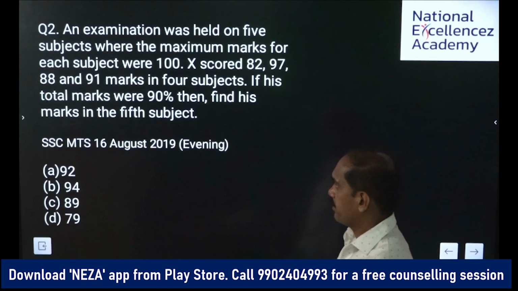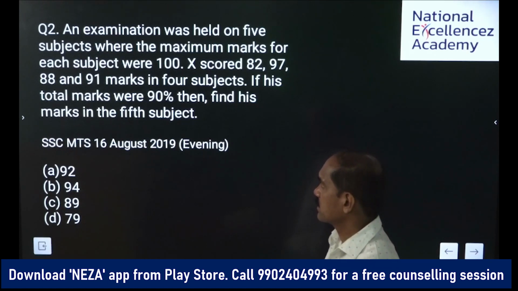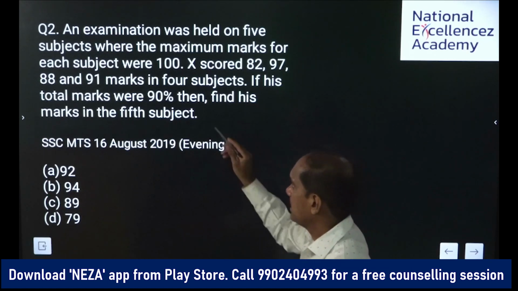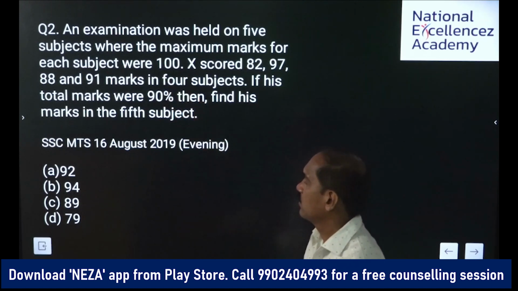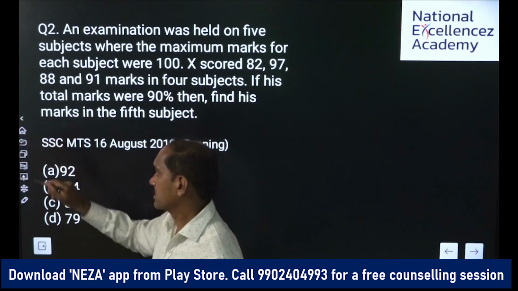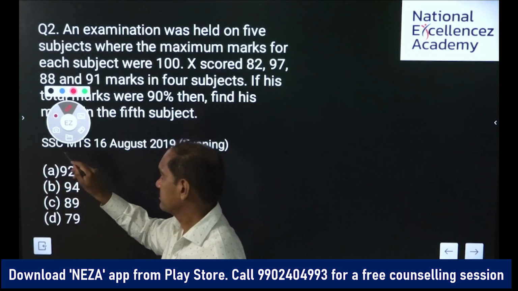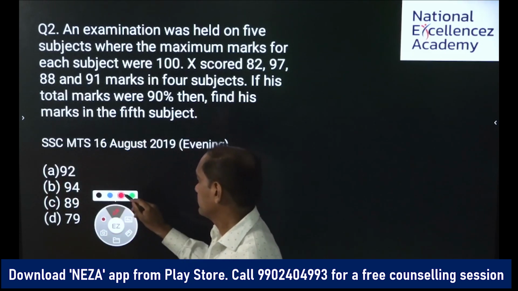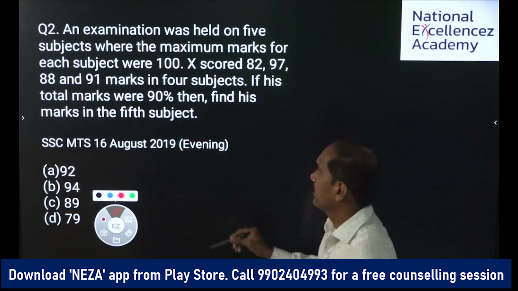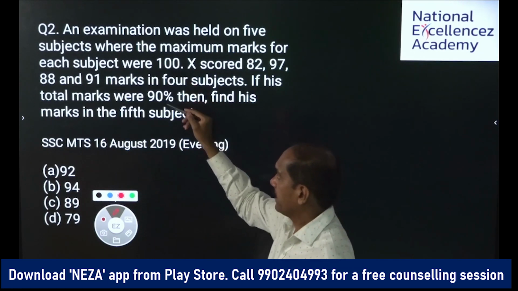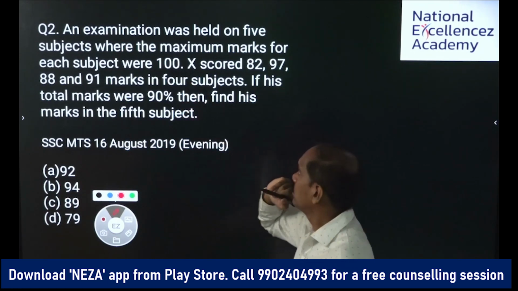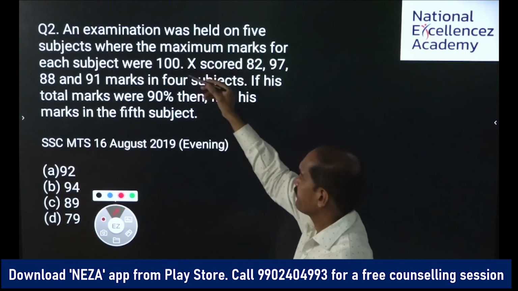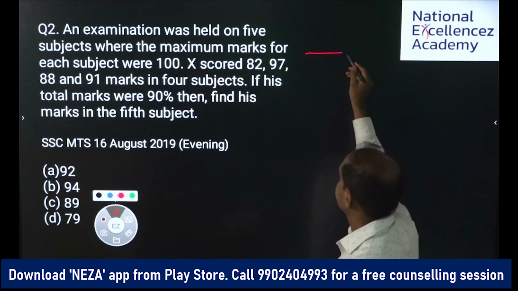So 90% marks he must score. In each and every subject, it is 100 marks. Maximum marks is 100. So 90% he will have to score. 5 subjects, 5 subjects means 500.